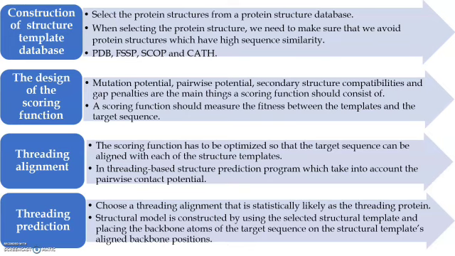Mutation potential, pairwise potential, secondary structure compatibilities, and gap penalties are the main things a scoring function should consist of. A scoring function should measure the fitness between the templates and the target sequence. Next is threading alignment. The scoring function has to be optimized so that the target sequence can be aligned with each of the structured templates in threading, with a structure prediction program which takes into account the pairwise contact potential.